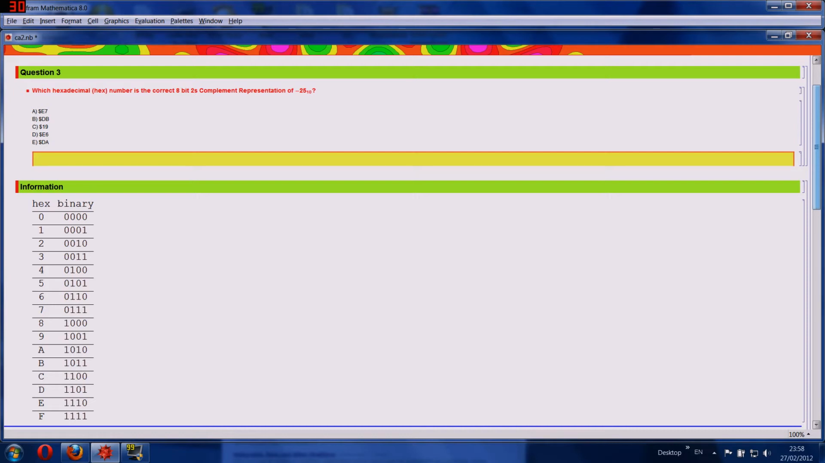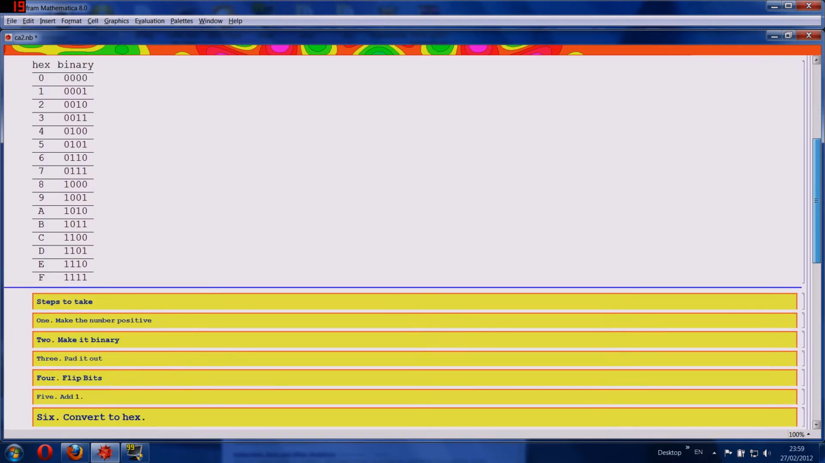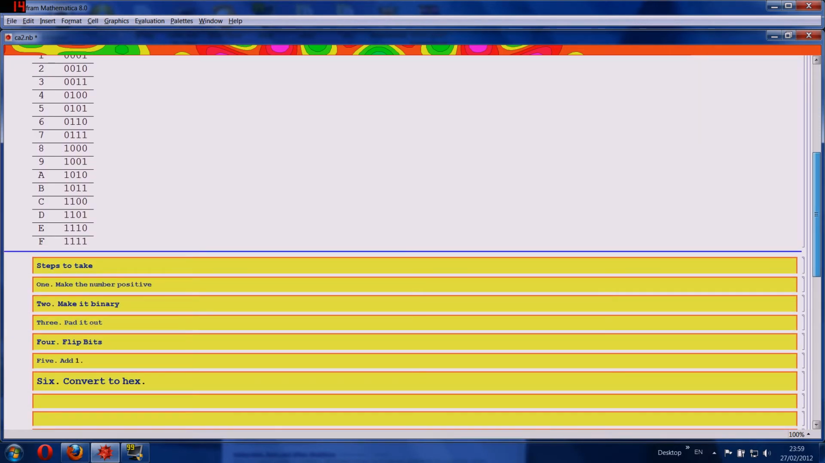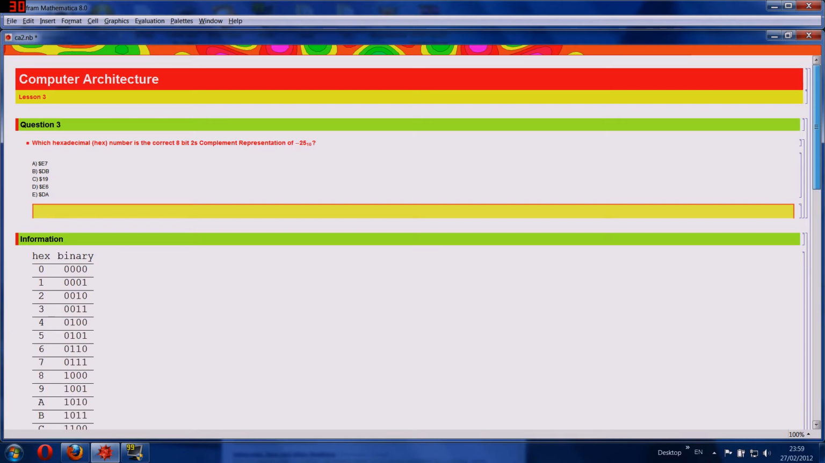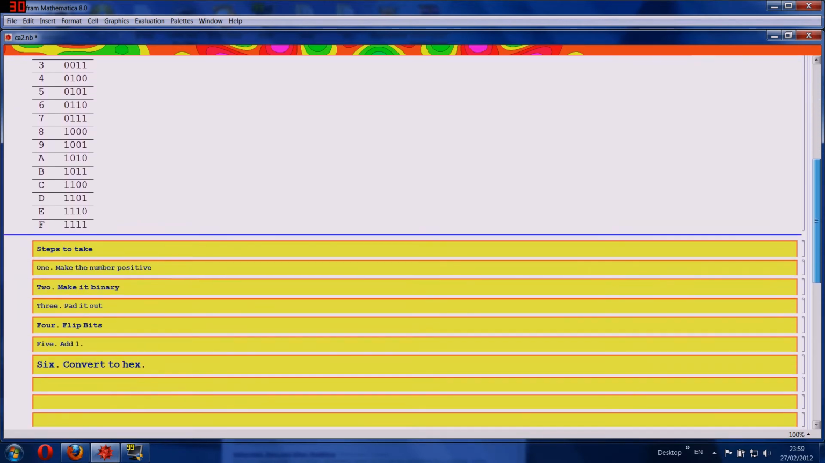There is actually an algorithm to this, and I think it's good to think about algorithms immediately, because everything computers do is with algorithms. I think I might have even come up with this myself, so that's good. There's my algorithm: make number positive, make it binary, pad it out, flip bits, add 1, convert to hex. Instead of just ruling out options, I can't really do that this way, so we need to think now what to do.